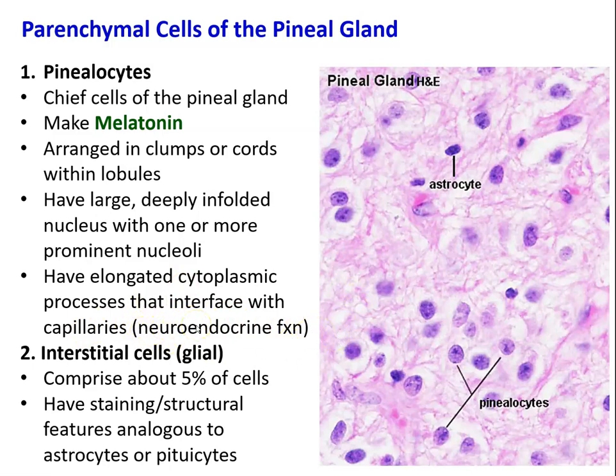The other cell type is a glial cell, often called interstitial cells, or sometimes just astrocytes, as you can see in this image. These are darker, more irregularly shaped nuclei. They're only about 5% of the cells in the gland, and they look analogous to pituicytes that we saw in the pituitary and to astrocytes that you see in the CNS.